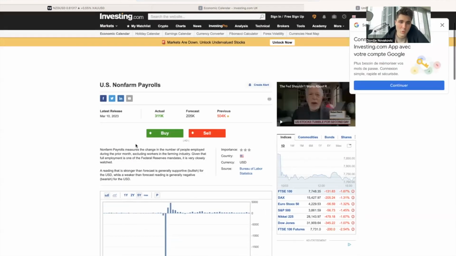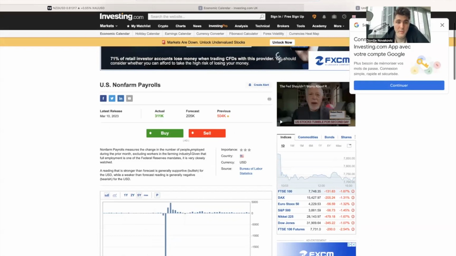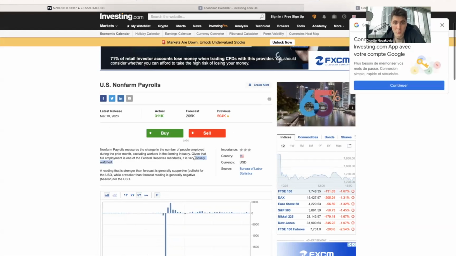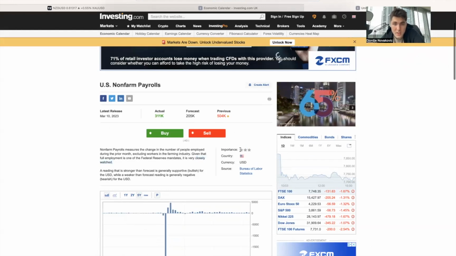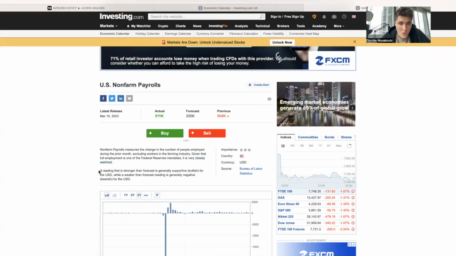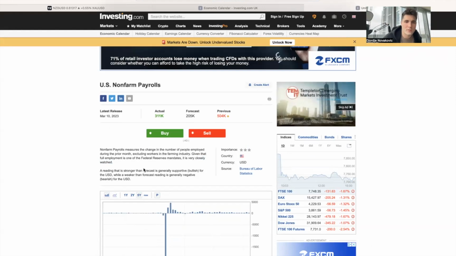A non-farm payroll measures the change in the number of people employed during the period, excluding workers in the farming industry. Given that full employment is one of the Federal Reserve mandates, it's very closely watched. It's a very important news. You can see 3 stars linked to the USD. Let me explain why it's important.